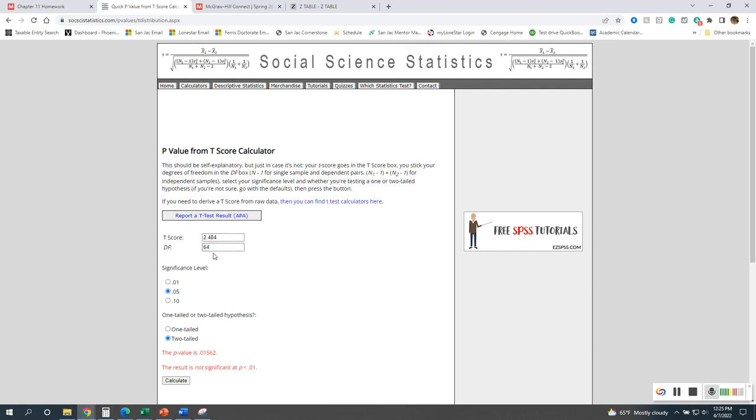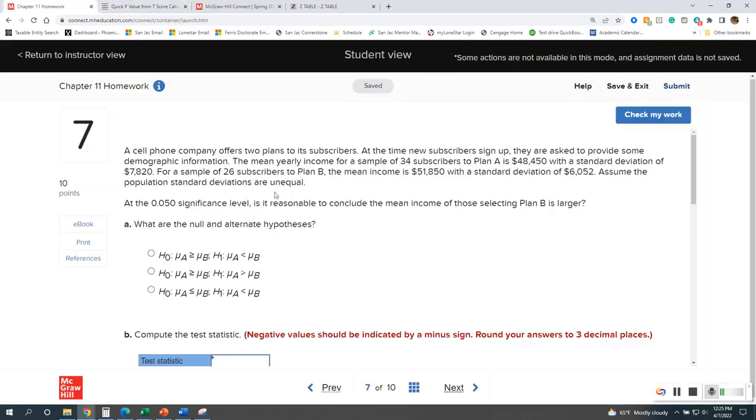And the degrees of freedom box, we're going to be changing that in just a sec. So first off, we do have a two-tail. Since we have a two-tail, again, let's check.